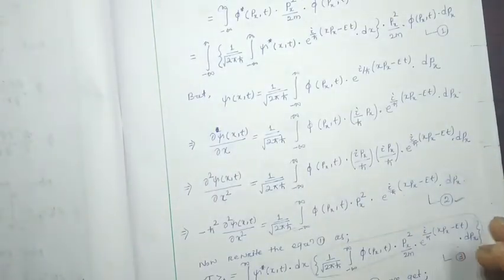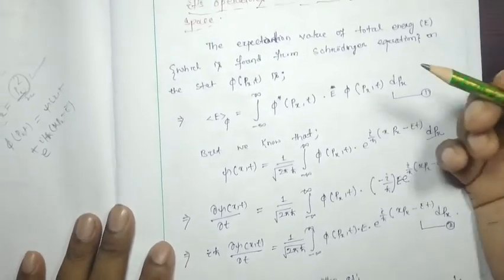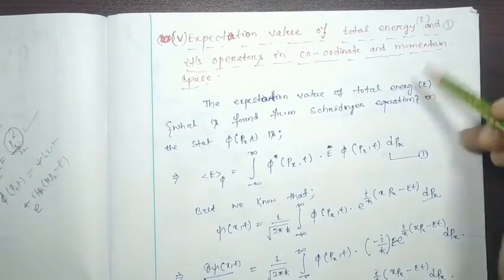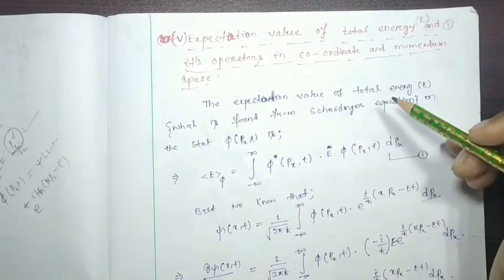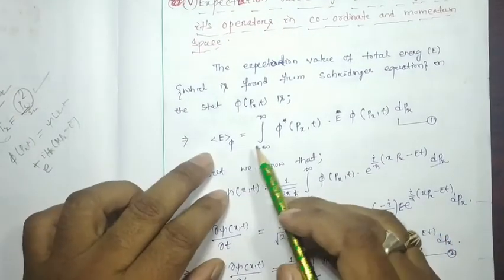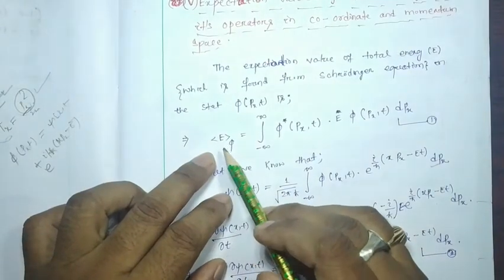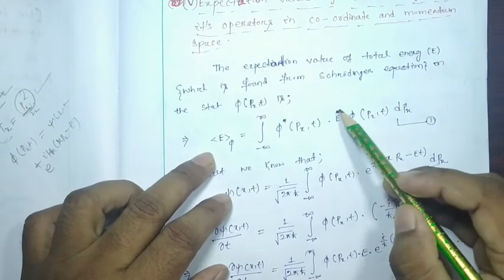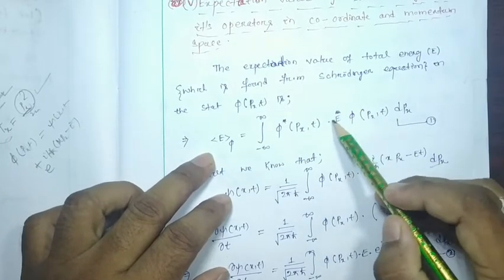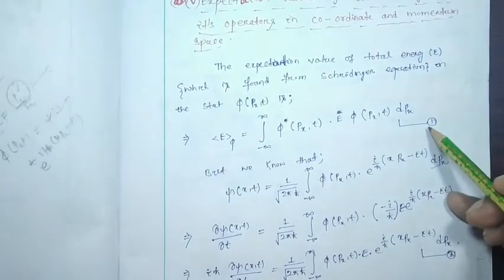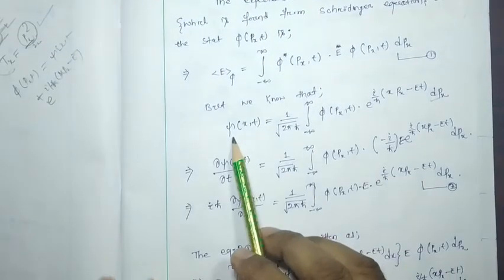So here we have to consider i h cross del by del t. The total energy we are trying to find out in the form of i h cross del by del t here. So first we have to consider E, the expectation value in momentum space, which can be written as this one. This is plain E here. Let this be equation number 1.